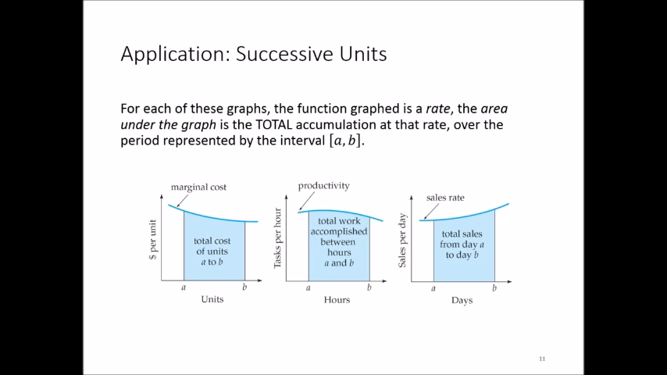If you're looking at a productivity graph, for example, we usually think that workers become more productive for the first little period of work and then gradually over the course of the day become less productive, although it could be a more complicated function than that. If you have a graph of units per hour or tasks per hour completed over time, the integral is going to tell you how much total work is done between hours a and b. If you have a graph of sales per day, same basic idea: the integral from a to b will tell you the total sales completed between day a and day b.